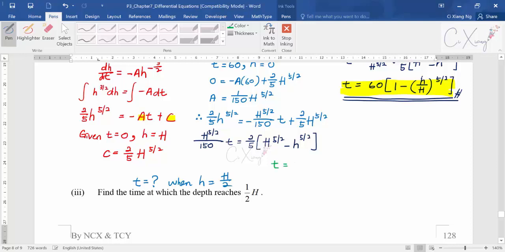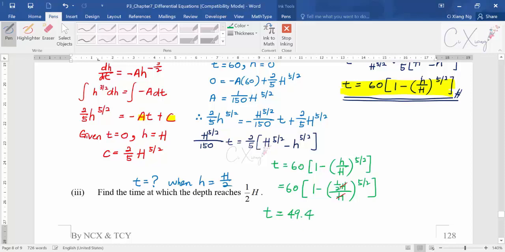So T equals 60 times 1 minus h over H power 5 over 2. Okay, substitute the small letter h as half H. So you're having half H here divided by H power 5 over 2. Then you can simplify both capital letter H. So you're having 1 over 2 power 5 over 2, and then you just press the calculator, and the calculator will give you the answer, which is 49.4.